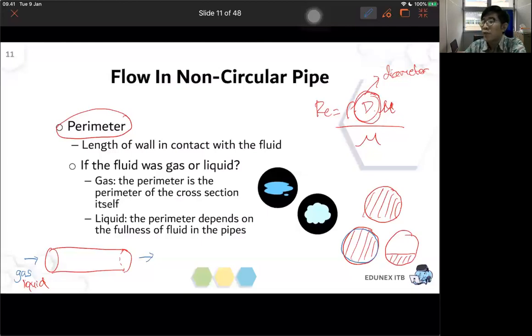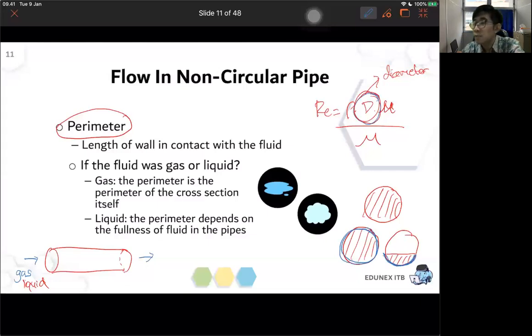So for the liquid that is fully filling the pipe, the perimeter will be the whole circumference of the pipe. But if the fluid is only filling part of the cross section, then the perimeter is only this one. Is the diameter of the pipe different? No, there will be no differences in the diameter of the pipe. But there will be differences in putting the value of D in the Reynolds number.